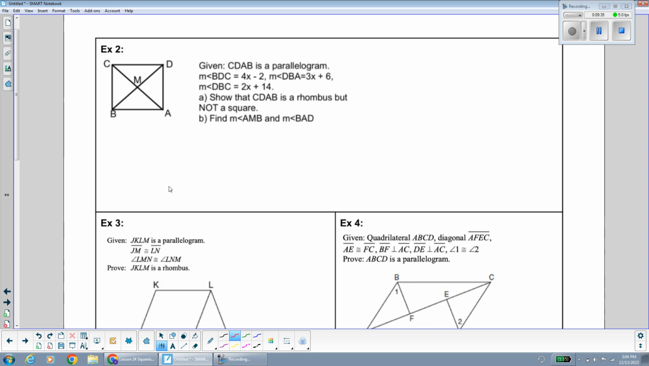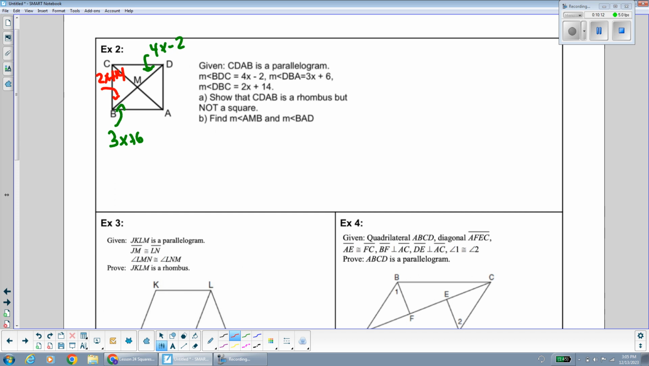Next example, we are given that CDAB is a parallelogram, so just a parallelogram, nothing else. We know that angle BDC is 4x minus 2, so I just put an arrow to indicate the angle that it's talking about. DBA, that angle is 3x plus 6. And angle DBC, this angle right here, is 2x plus 14. It says to show that CDAB is a rhombus but is not a square.